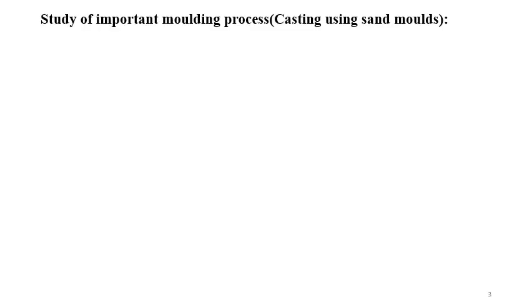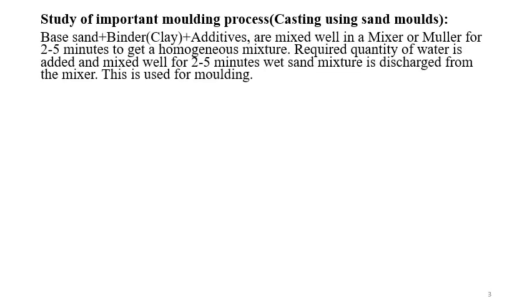First, we study the importance of the molding process. Casting using sand molds: the main thing is the sand molding process. The raw material is base sand, nearly 80 to 90%, with some binders, additives, and water mixed in. These ingredients are properly mixed into the base sand with the help of a sand mixer or muller, and the required quantity of water is added and mixed for 2 to 3 minutes.